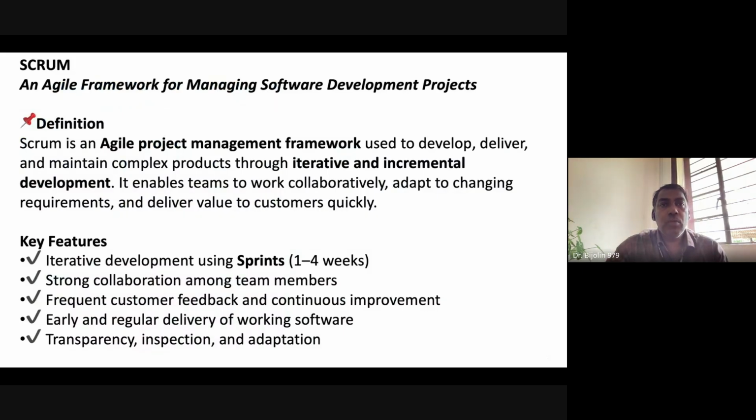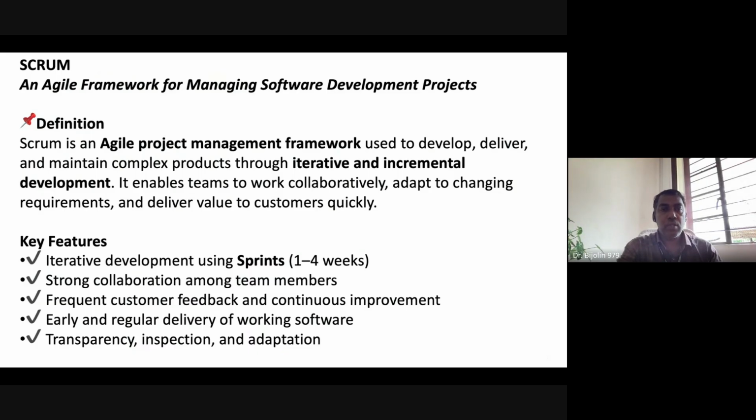This agile framework is mainly for managing software development projects. As a definition, Scrum is an agile project management framework used to develop, deliver, and maintain complex products through small iterative and incremental development. It also enables every team to work collaboratively, adapt to changing requirements, and deliver value to every customer quickly.